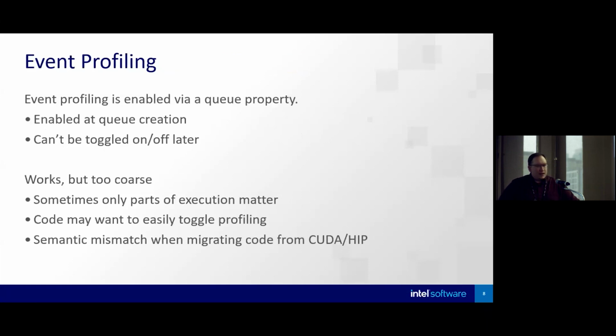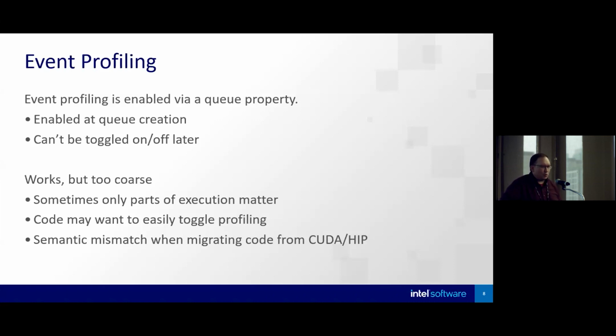Okay, so let's get into a little more detail about some of these things. So the event profiling, like I just said, is enabled via a queue property. So that means whenever you create the queue, you have to pass this property in saying, I want event profiling in this queue. And one of the unfortunate consequences of this is that it can't be toggled on and off later. You make this decision when you create the queue and you're stuck with it for the lifetime of that queue. And this is effective and it works, but for a lot of applications, we're finding it's really too coarse-grained.